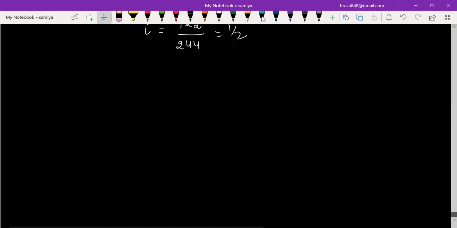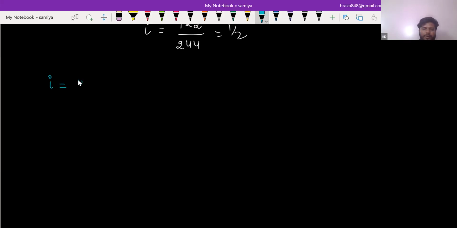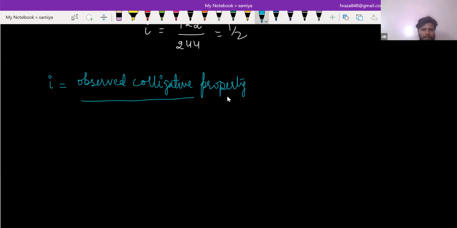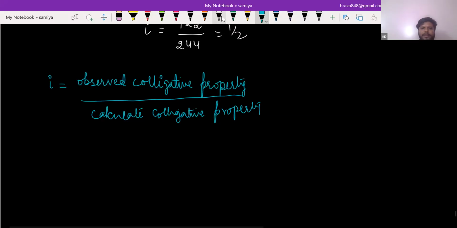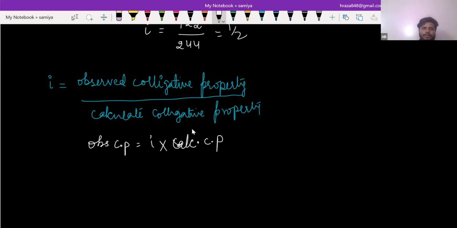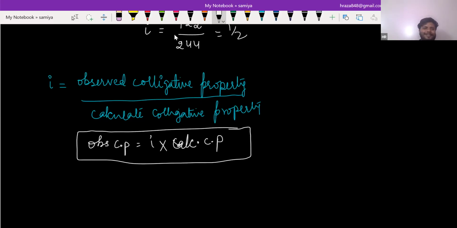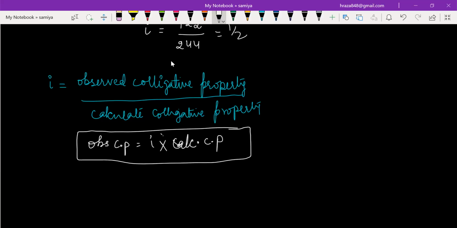Are you done with this? Yes, sir. Done. Now see, we have another formula for i, the Van't Hoff factor. Van't Hoff factor i is equal to observed colligative property upon calculated colligative property. So basically observed colligative property is equal to i into calculated colligative property. Please write this. Done, sir.